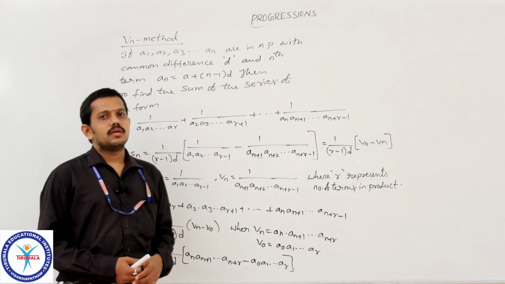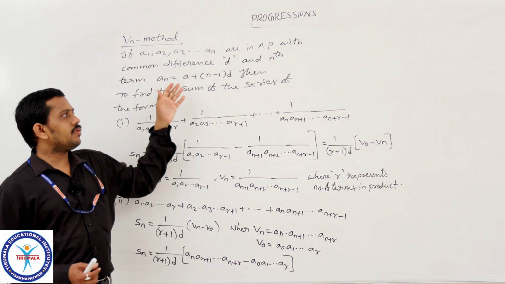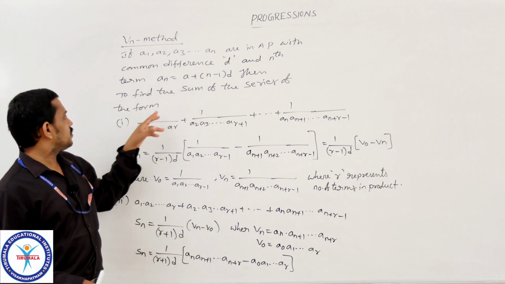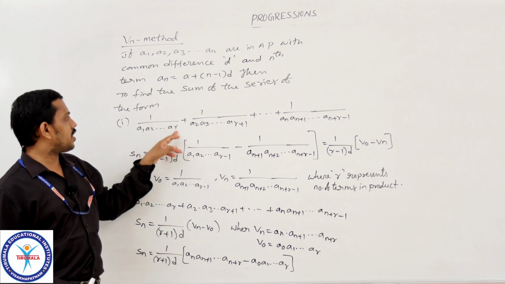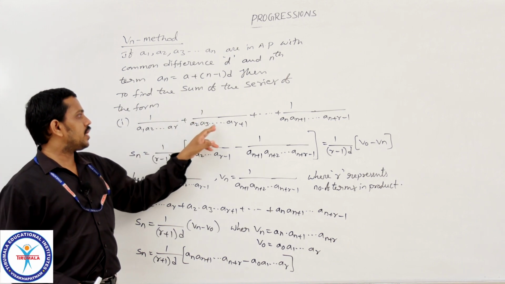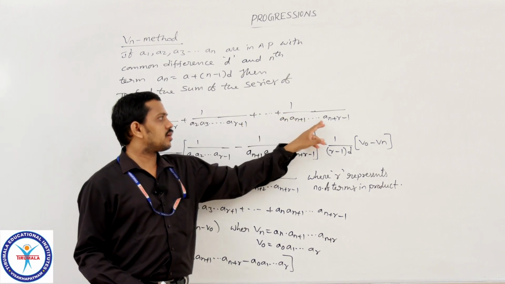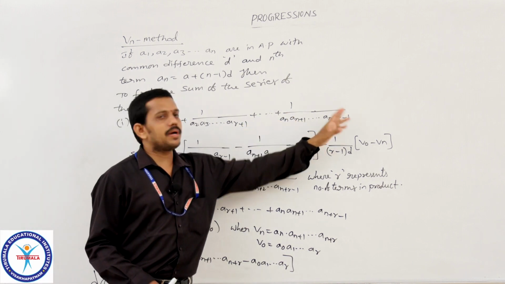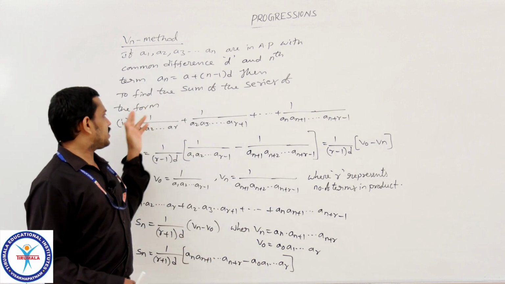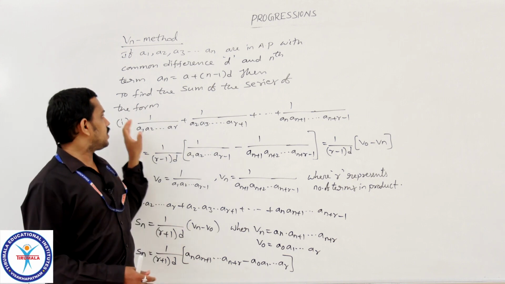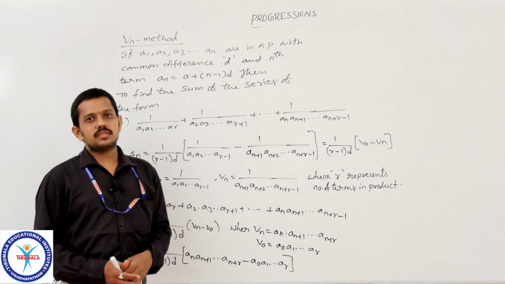Now, students, we will see how we will find the sum of a series of the form 1 by a1 a2 ... ar plus 1 by a2 a3 ... ar plus 1 plus ... plus 1 by an ... an plus r minus 1. If the given series is in this form, how will we find the sum of this series?